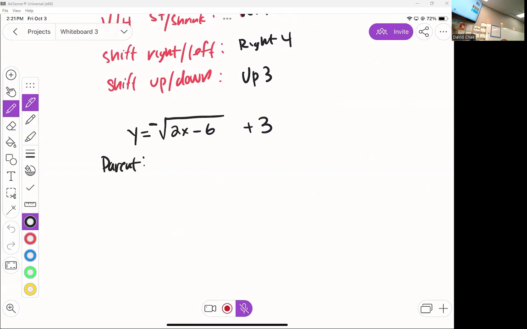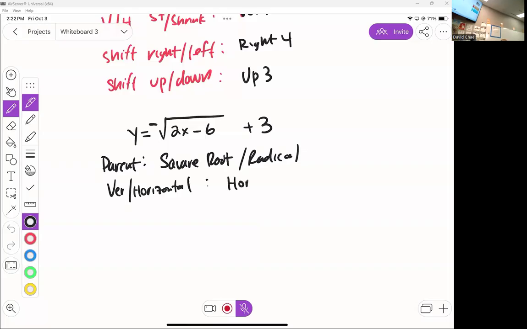Parent is what? Square roots. Okay, or you can say radical, either way. All right. What is our vertical or horizontal stretch or shrink? Good job. Horizontal shrink by 1/2, right? Because the 2 is inside of the radical. Okay, yes.